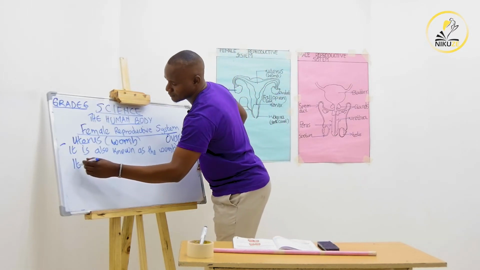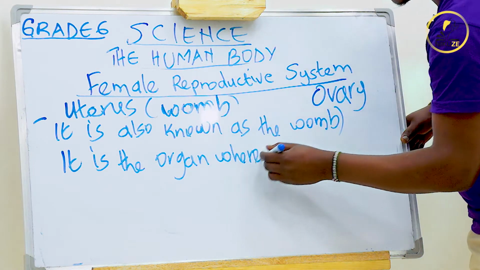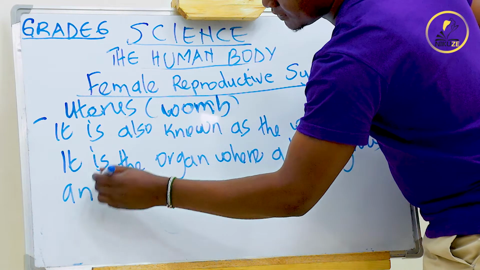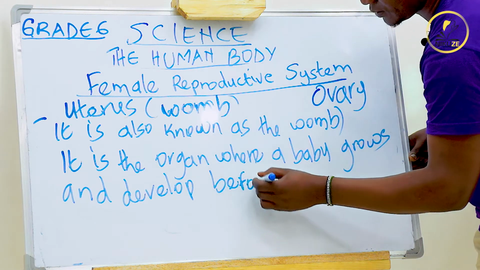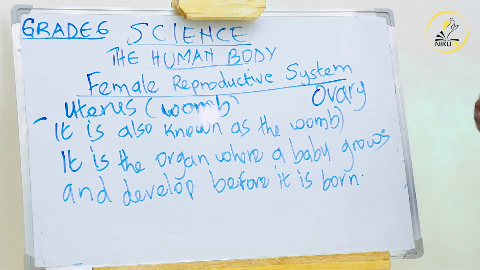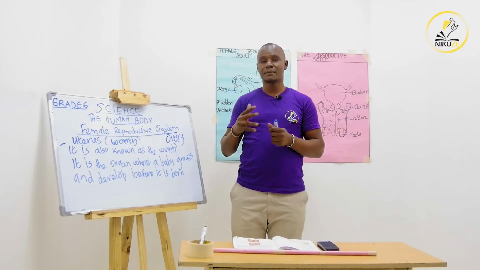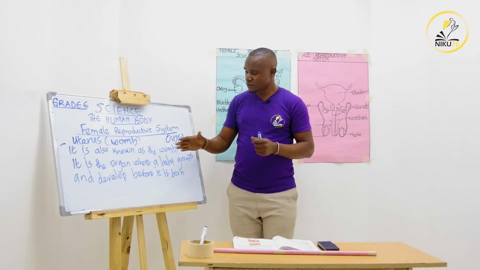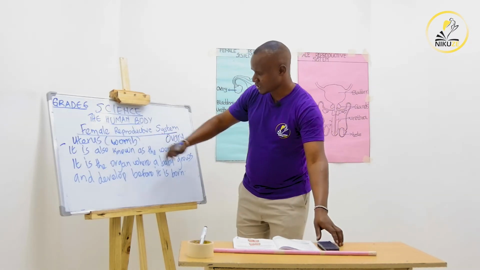It is the organ where a baby grows and develops before it is born. Now this part, the uterus, acts as the chamber whereby the baby is kept. It ensures the safety and the security of the child until the time of the delivery. When the time of the delivery comes, it releases the baby to the vagina. So that is the role that is played by the uterus, and it is also known as the womb, as we had mentioned.